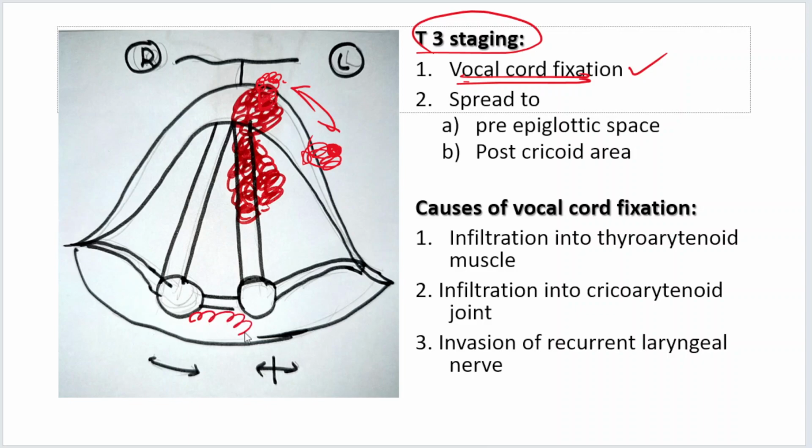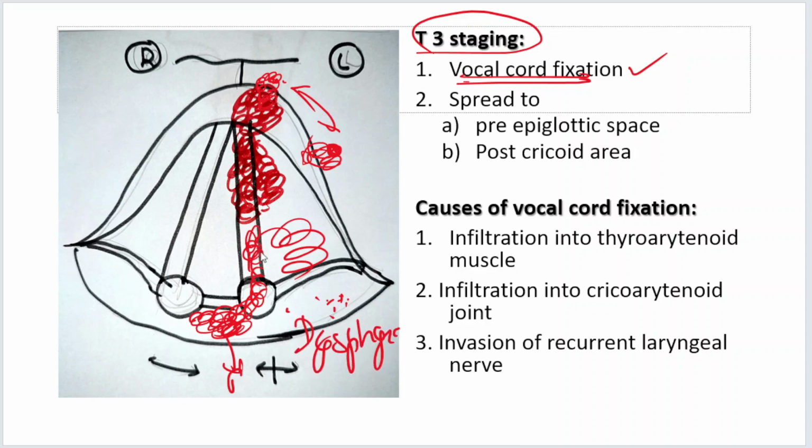Also the post-cricoid area. If there is a tumor of the vocal cord, it is growing here, and it's also growing into the post-cricoid area. Then you will see some pooling of saliva also in such cases. Patient will also have dysphagia in such cases, okay, along with hoarseness of voice, and also pain to the neck sometimes, maybe.